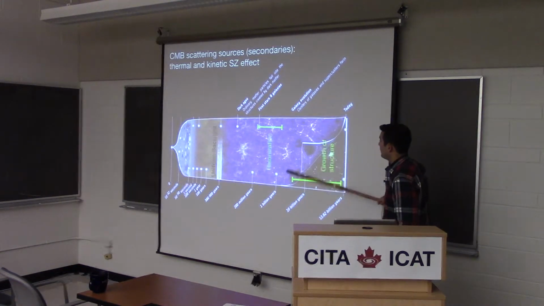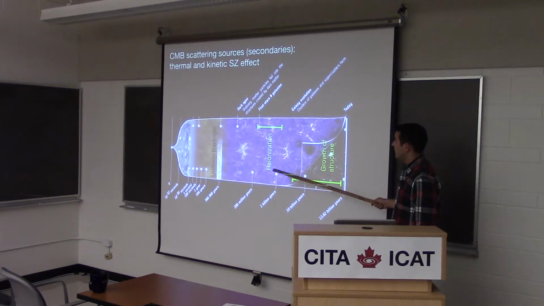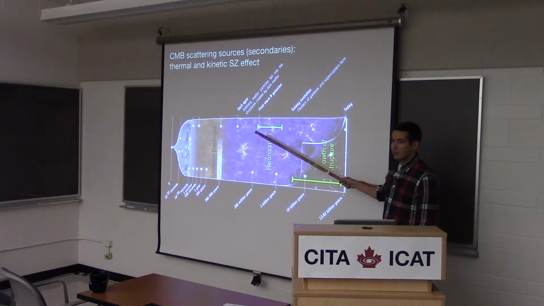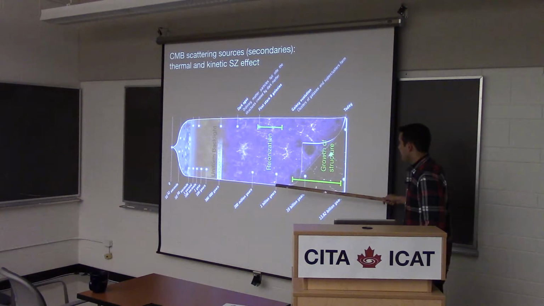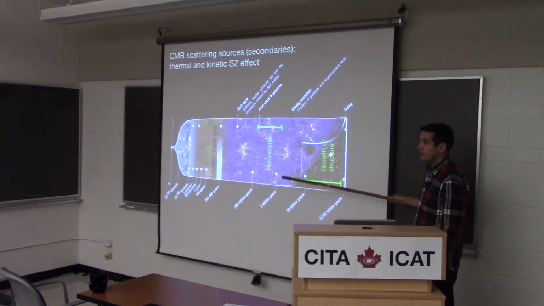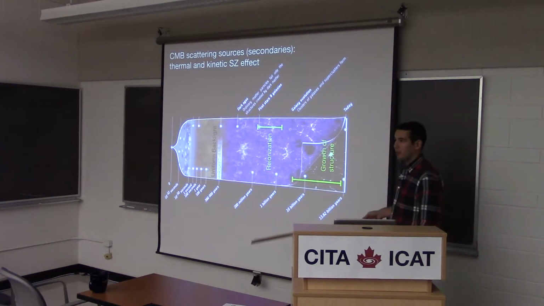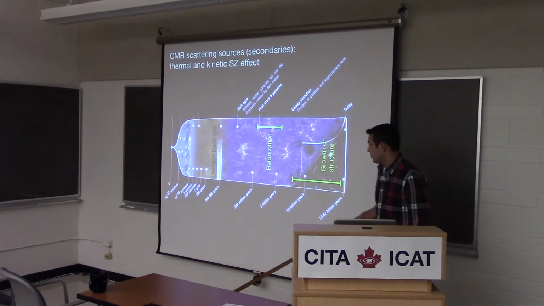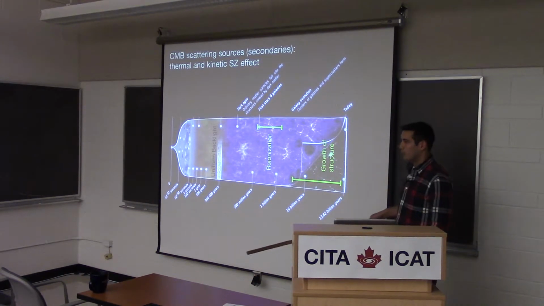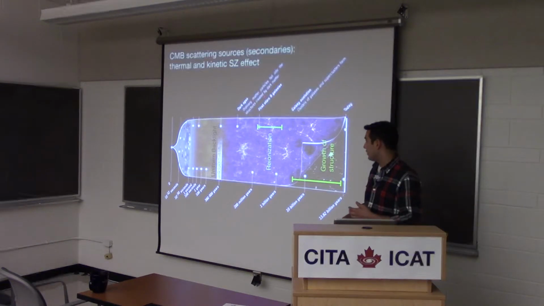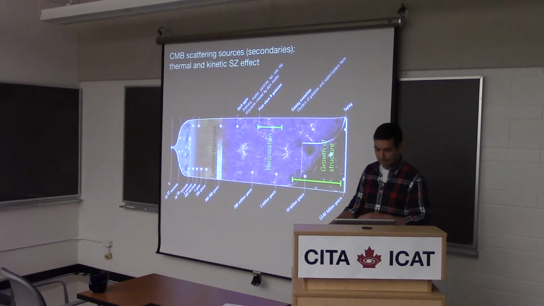So early on, when the universe is reionizing, things like the thermal and kinetic SZ have unique signatures that come from reionization. In the late time universe, these scatterings and deflections and distortions probe the growth of structure in the universe. So it becomes a nice late time probe of the growth of structure, and therefore you can back out cosmological information.